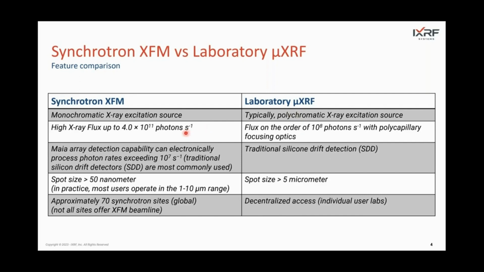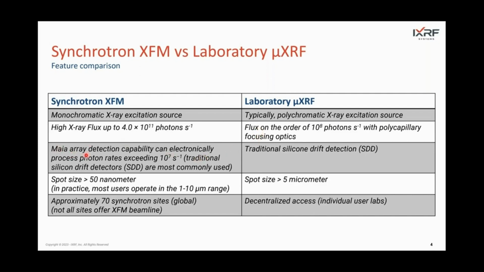Additionally, synchrotrons produce very intense radiation on the order of 10 to the 11th photons per second, as compared to lab-based systems with polycapillary focusing optics, which can produce on the order of about 10 to the 8th photons per second. This has a big impact on fluorescing counts per second for analyzed materials, and ultimately on your overall sample mapping speeds. In effect, how long does it take to dwell on any given pixel to produce a quality spectrum with good counting statistics?